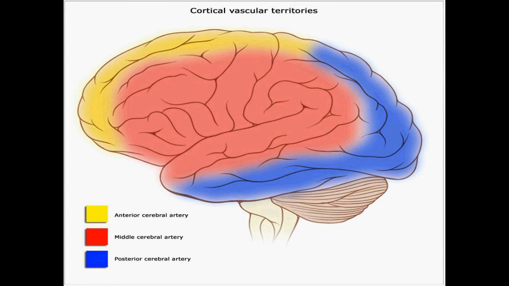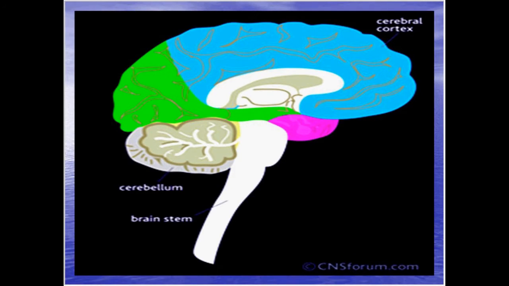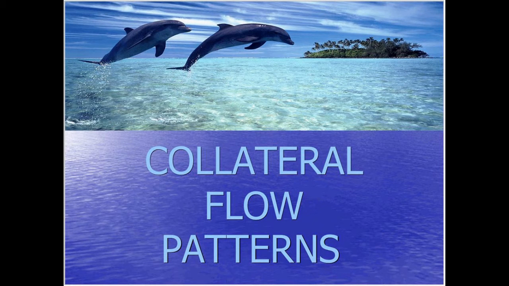Now, as far as territories, I want to show you the middle cerebral artery supplies blood to a huge portion of the brain. The anterior cerebral artery is mainly the frontal lobe. The posterior cerebral artery is mainly posterior. Here is your cerebellum and your brainstem. This is supplied by the vertebral-basilar system, okay? All right, so with that, that gives you a little overview of our anatomy and the anterior communicating artery and the posterior communicating arteries, and we're going to talk about the actual collateral flow patterns now.